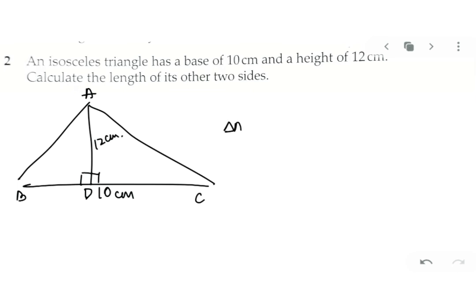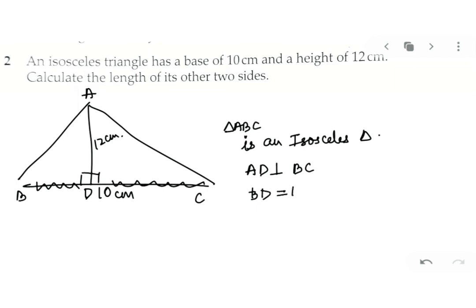Now it is given that triangle ABC is an isosceles triangle. An isosceles triangle has one property: if you draw a perpendicular from any vertex to its base, then that perpendicular will divide the base in two equal halves. Can we say BD is equal to DC? Because AD is perpendicular to BC, it will divide BC in two equal halves. So we can say that BD is equal to DC. Complete BC is 10 centimeter. So BD will become 5 and DC will become 5.